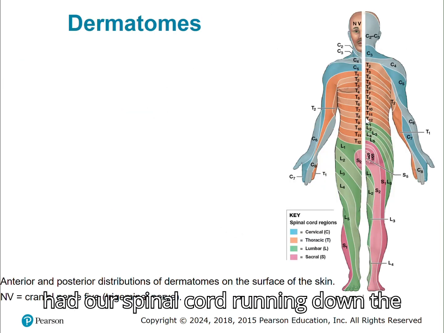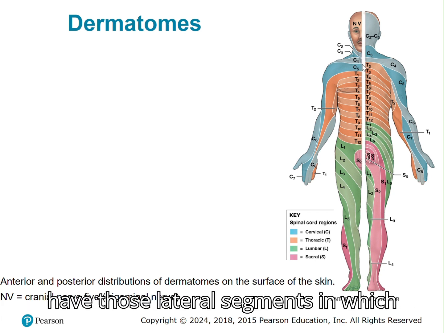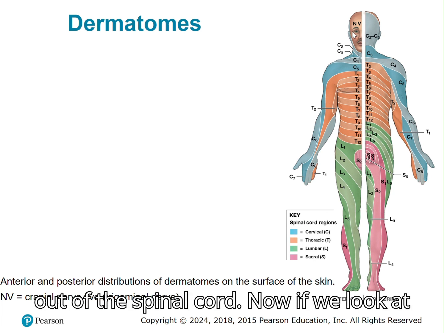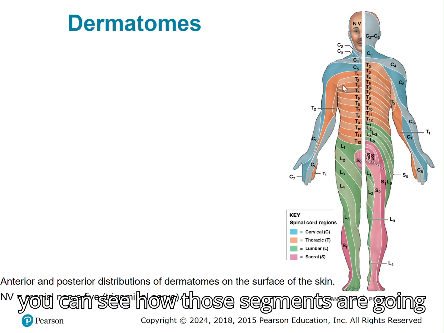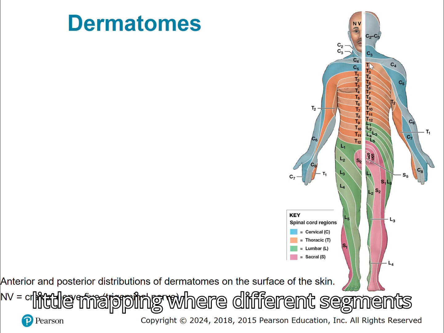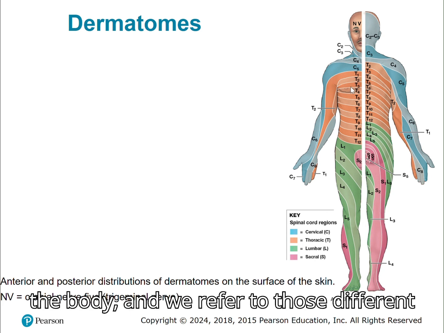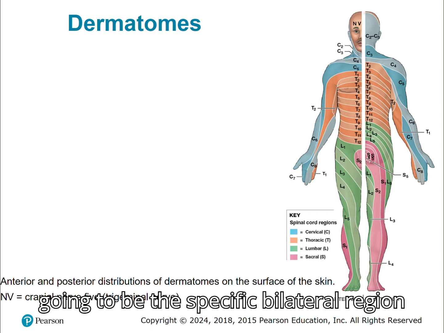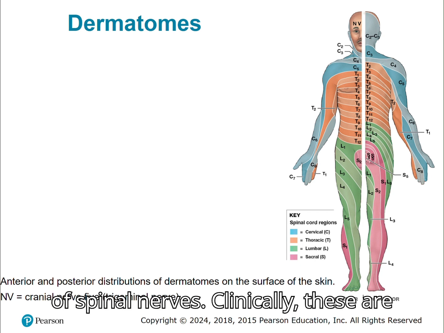Now recall we had our spinal cord running down the center of the body, and then as you're running down the center, you're going to have those lateral segments in which spinal nerves are going to be going in and out of the spinal cord. Now if we look at the anterior versus the posterior side, you can see how those segments are going to be lining up. And what you'll find is that you'll kind of have this weird little mapping where the different segments are responsible for different areas on the body, and we refer to those different segments as dermatomes. So our technical definition of dermatome is going to be the specific bilateral region of skin that's monitored by a single pair of spinal nerves.